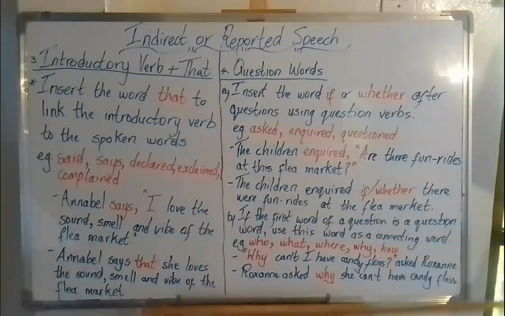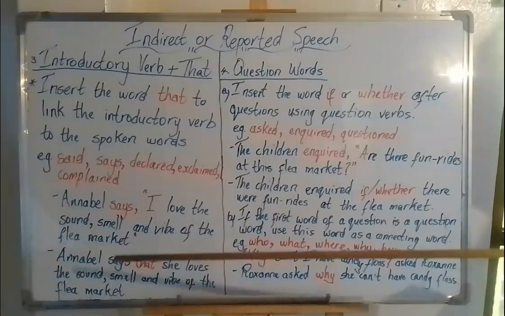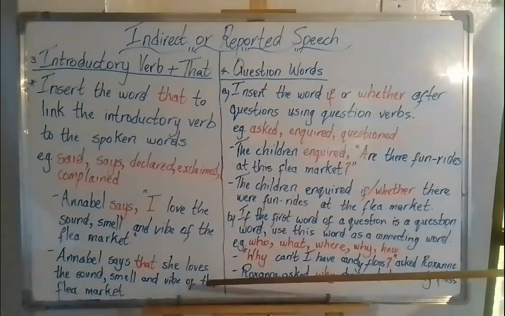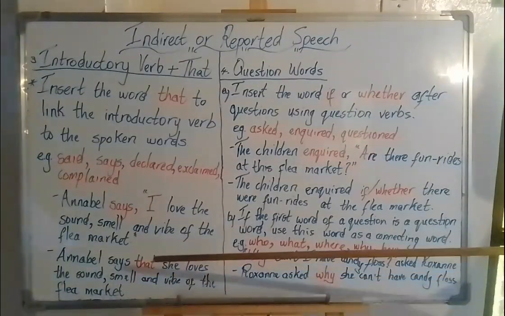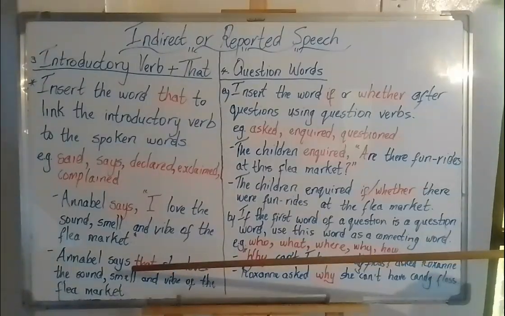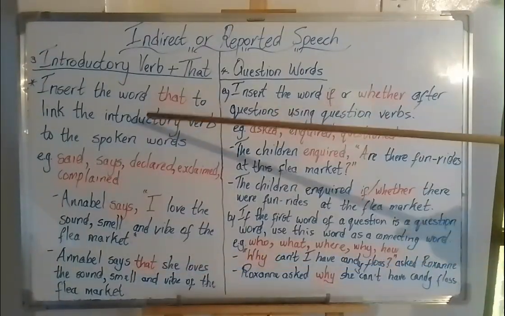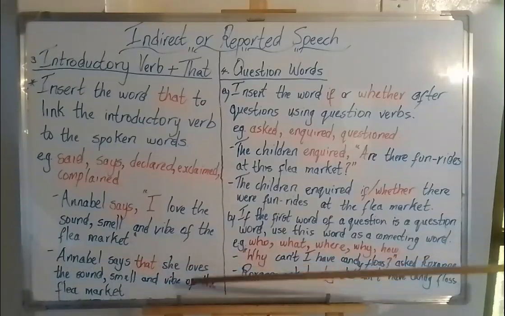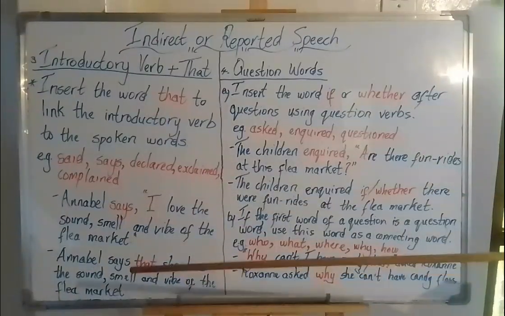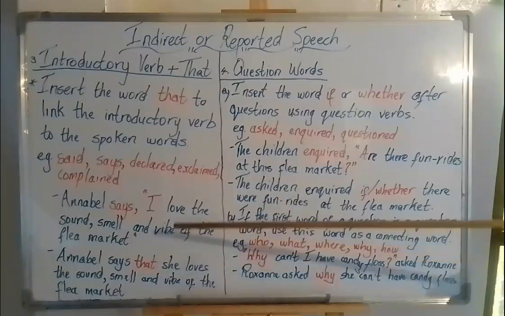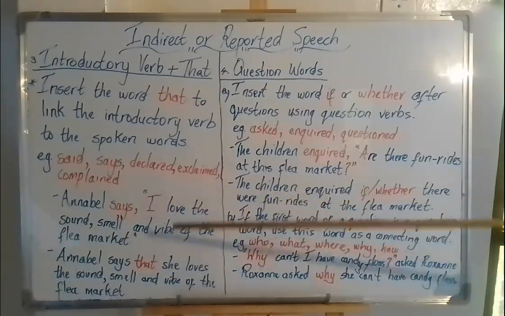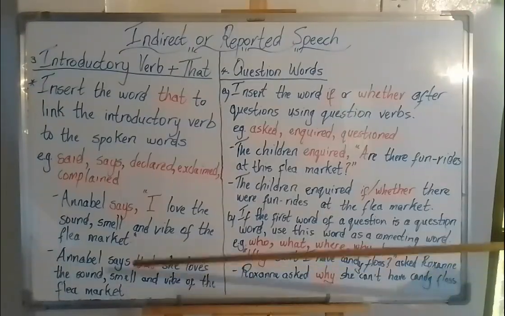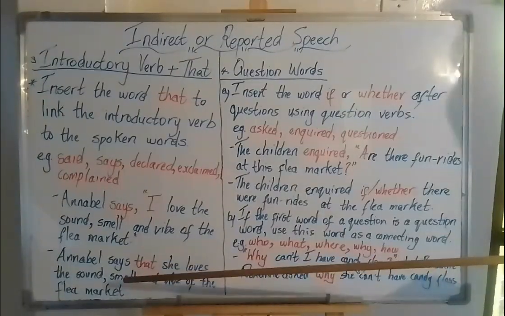But when we turn it into an indirect speech, we say Annabelle says that she loves the sound, smell, and vibe of the flea market. So we have our introductory verb, which is followed by that, which is this rule. We don't have punctuation like our first rule, and we change our pronoun into she. I changes to she. So this is an indirect speech.